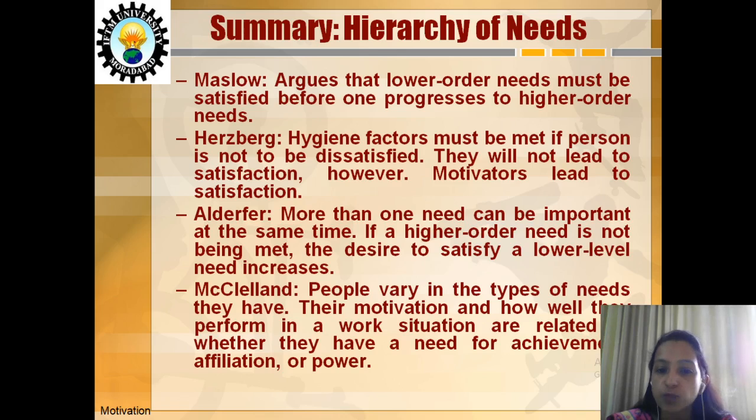Alderfer says that more than one need can be important at the same time. If a higher order need is not being met, the desire to satisfy a lower order need increases. McClelland summarizes that people vary in the types of needs they have. Their motivation and how well they perform in a work situation are related to whether they have a need for achievement, affiliation, or power.